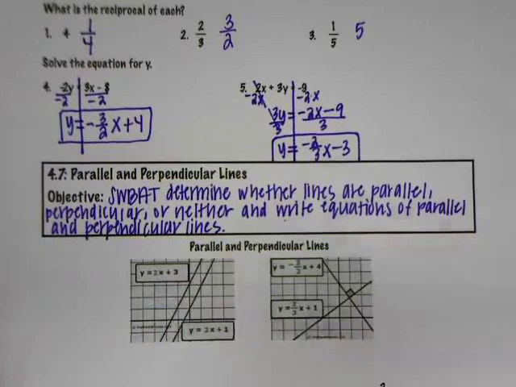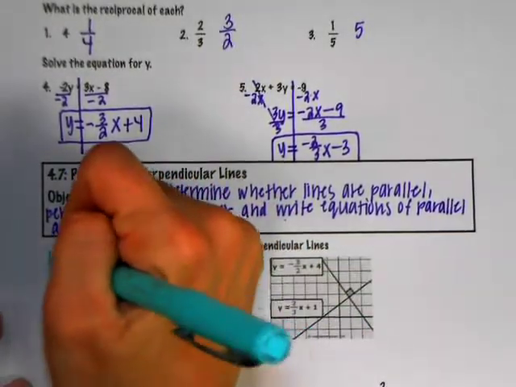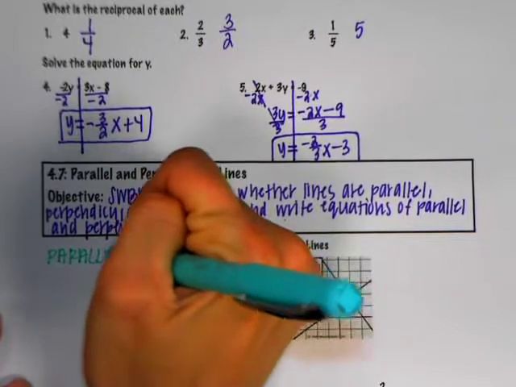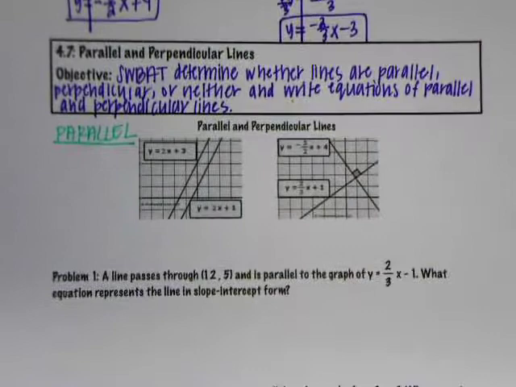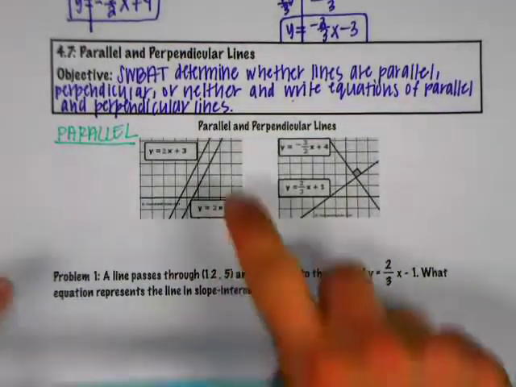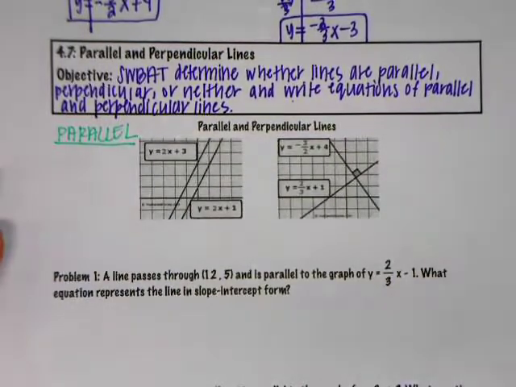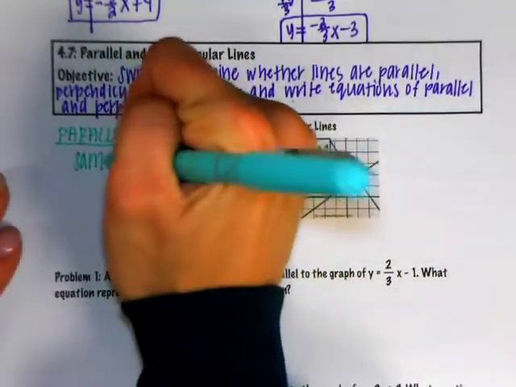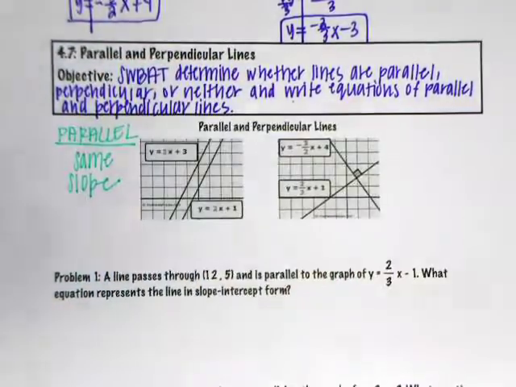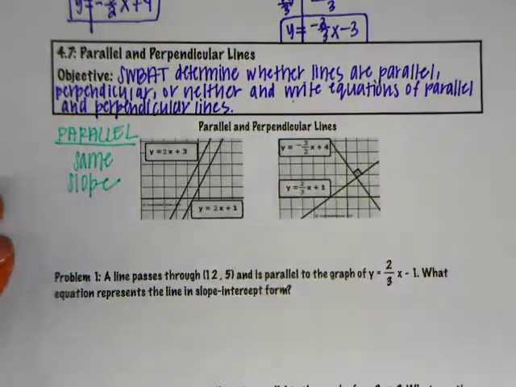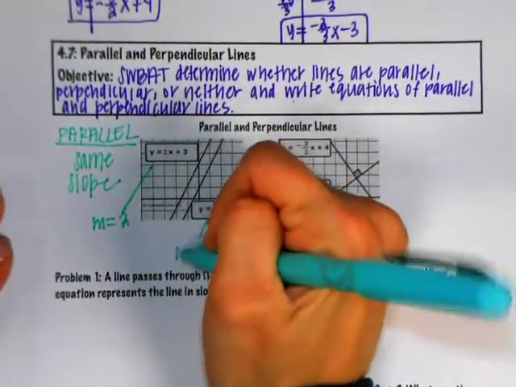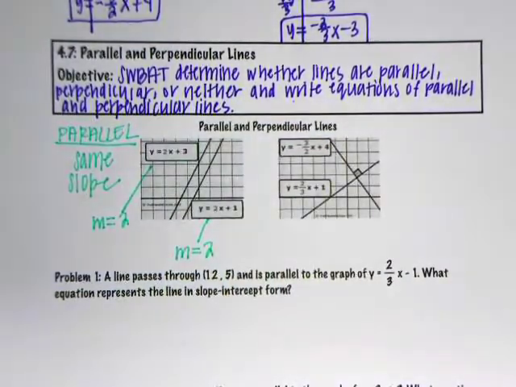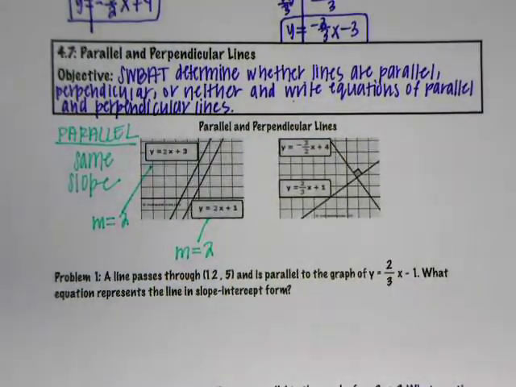So parallel lines look like this, right? What can you tell me about the slopes of these two lines? They're the same, yep. So parallel lines have the same slope. So for example, this one is m equals 2, and this one is m equals 2. Same slopes.